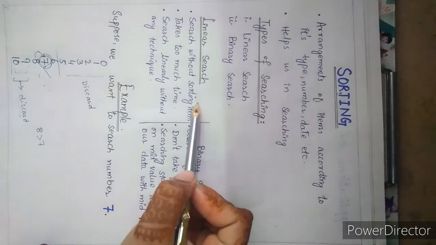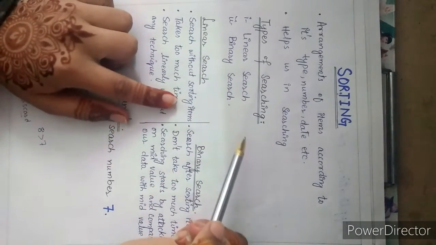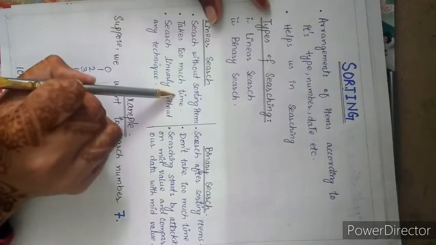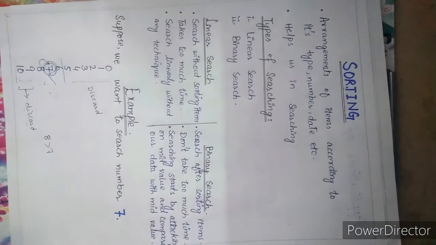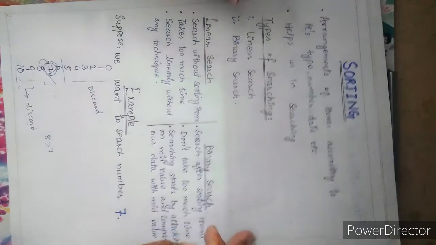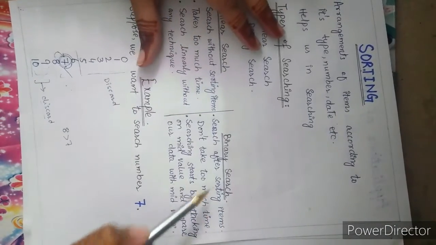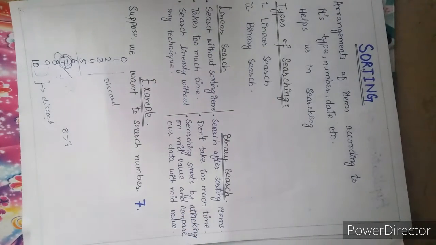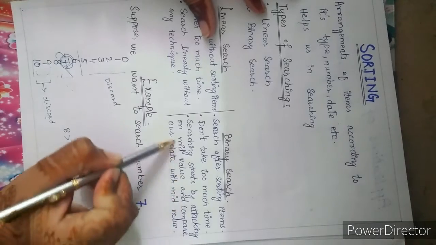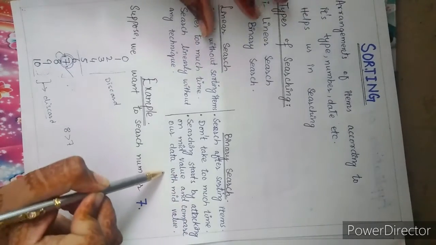In linear search, we search without sorting the items, and it takes too much time, and it searches without any technique, linearly, without using any technique. And binary search searches after sorting the items. It does not take too much time, and it uses a technique where it directly attacks the mid value and compares our data with the mid value.